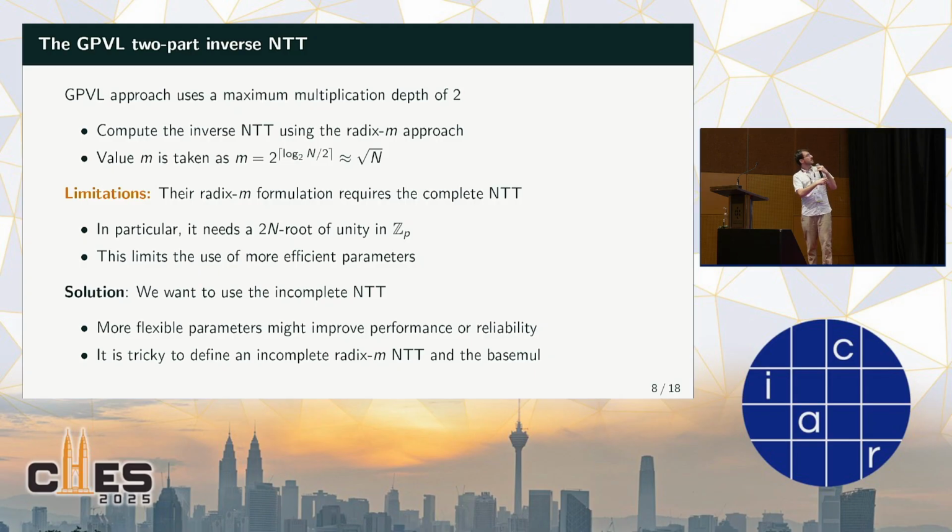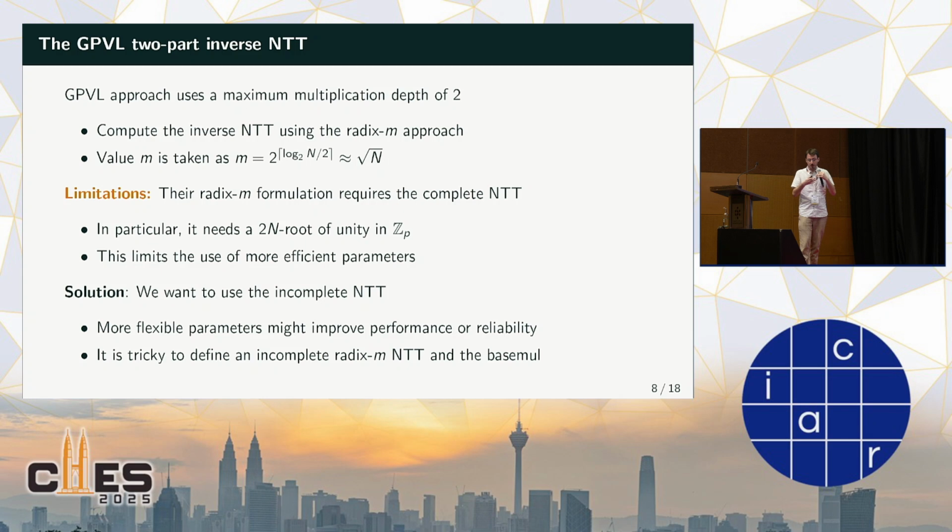But the limitation is that the radix-M formulation requires the complete NTT for you to get an analytical evaluation of how to apply it. In particular, it needs a 2n-th root of unity in Z_p, and this limits the use of more efficient parameters that you could get for n and for p. So, because we want flexibility in choosing the core parameters, we try to apply the incomplete NTT to this construction, and actually to the implementation by Guimarães et al.